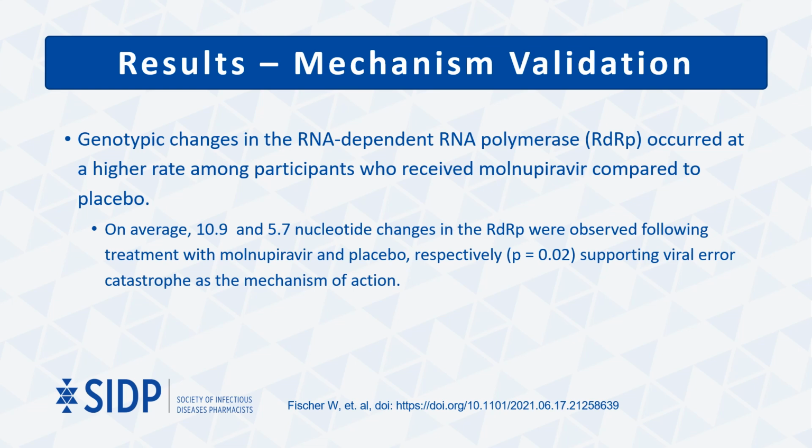Looking at genotypic changes in the viruses, the RNA-dependent RNA polymerases were evaluated, and it was noted that there were changes that occurred at a higher rate among participants who received Molnupiravir compared to placebo. These data did support the hypothesis that viral error catastrophe was the primary mechanism of action.